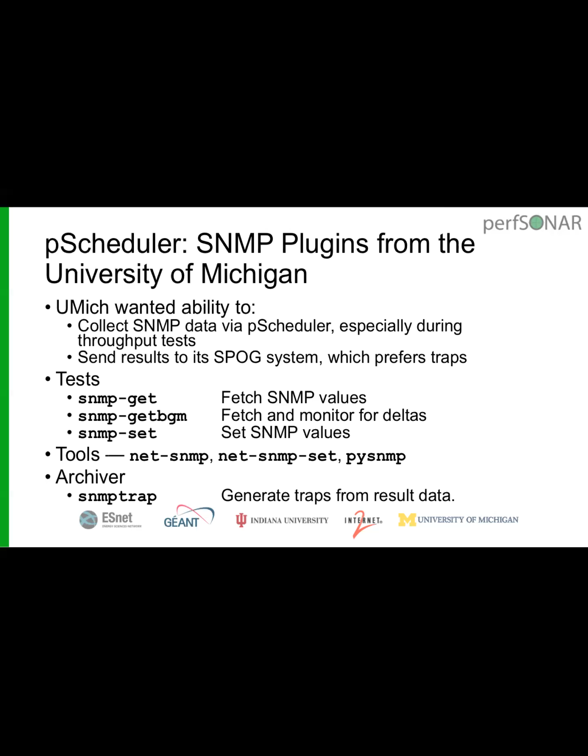We've built a third one called SNMP set, which is actually a reach out and touch something type test. I think Michigan wanted that because they wanted to be able to reset certain counters and things like that in the process of it. And they just decided that pScheduler was sort of a useful way to do that. We have some new tools to back that up. A couple based on the net SNMP package, one based on a Python package called pysnmp, and the SNMP trap archiver, of course, which generates traps from result data. Next slide, please.